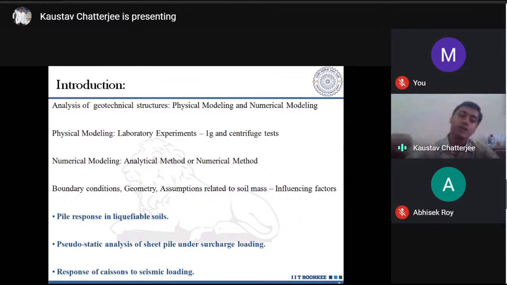Now, this modeling can be classified as an analytical method or a numerical one. Say, if you have a problem related to the conventional assumptions of geotechnical engineering, that is, soil is assumed to be homogeneous, isotropic, and all these things, or if the problem has a defined boundary condition or a constant geometry, then obviously we can go for analytical methods.